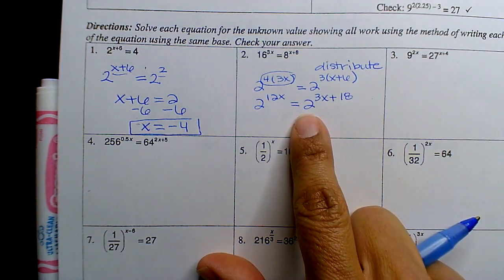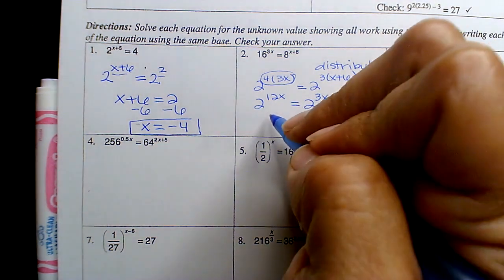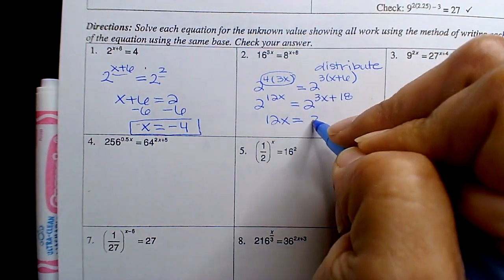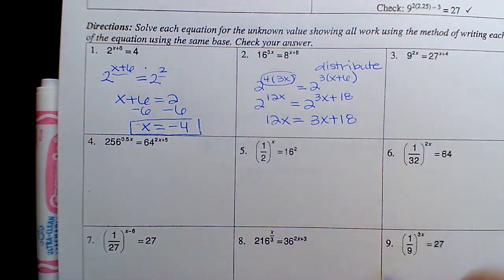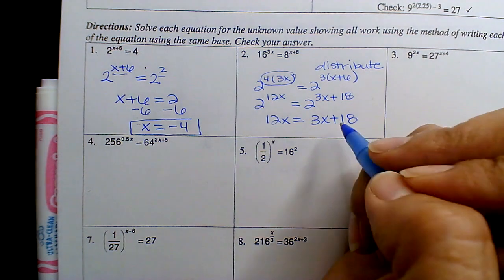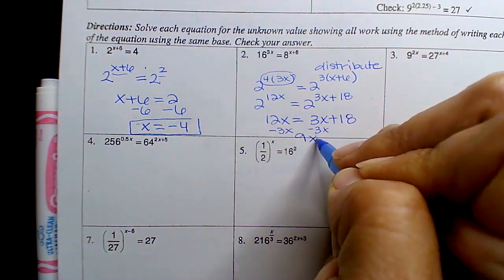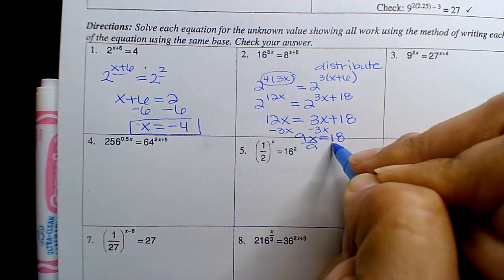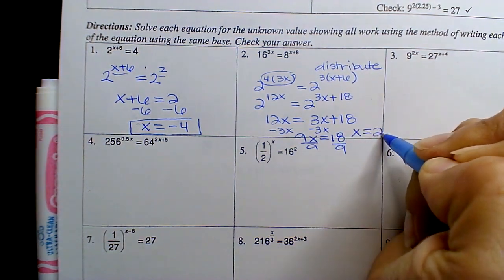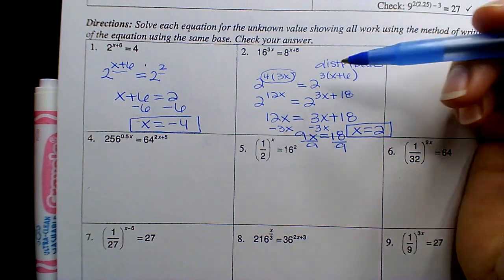And now that your bases are the same, now your exponents are equal. And now you can write, and you can solve for x. Keep going? Okay, so minus 3x, I wrote too big. 9x equals 18, sorry. And so you get 2. I wasted too much space up here.